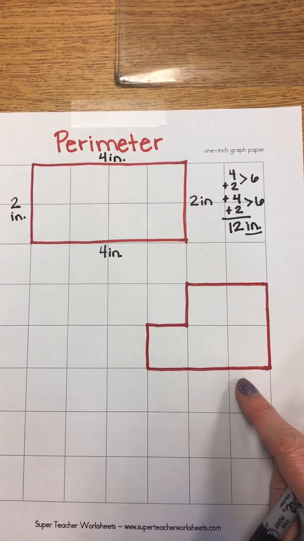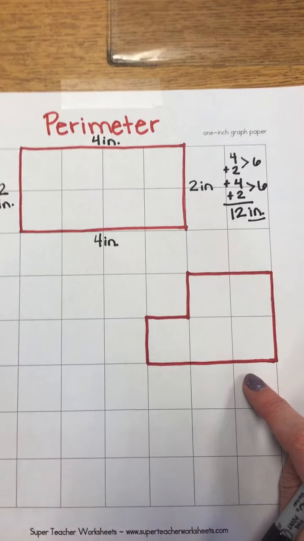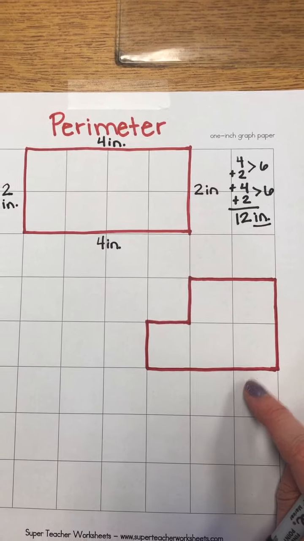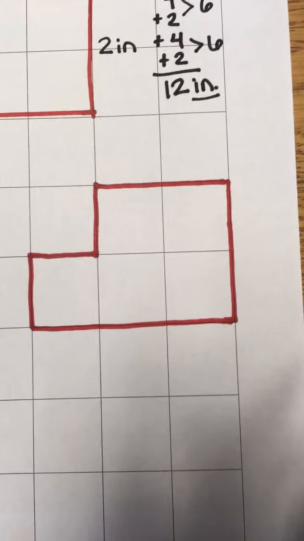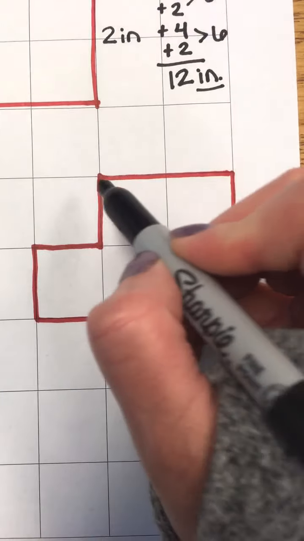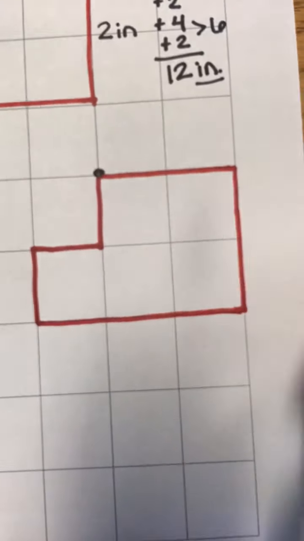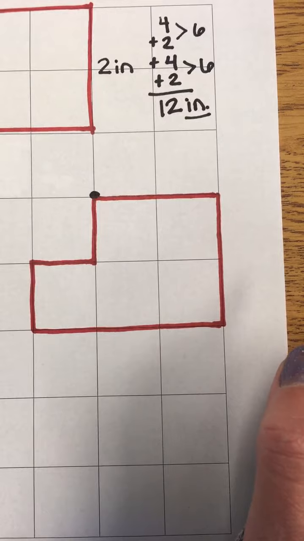Are you ready to try this one? So this one, since it's irregular and it's on a grid paper, we can do something a little bit different. So I'm going to come in a little bit closer. So I'm going to pick a starting point. I'm going to start right here. And I'm just going to start counting the units around the outside.